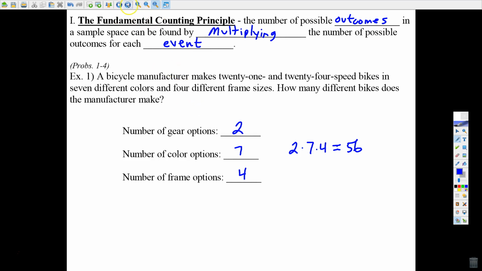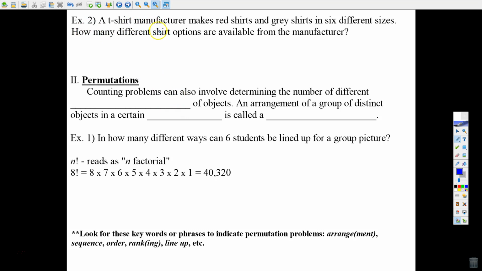So there's another example on the next slide at the very top. This time it's a t-shirt manufacturer. He makes red and gray shirts. So right away there are 2 color options. And he makes these shirts in 6 different sizes. So there are 6 size options. So according to the fundamental counting principle, we just take the number of shirts within each type and simply multiply 2 times 6, and that gives us our answer of 12. Okay, and that's the same type of thing that you're going to be doing on the first 4 problems of your assignment. Okay, so let's go now to another topic.